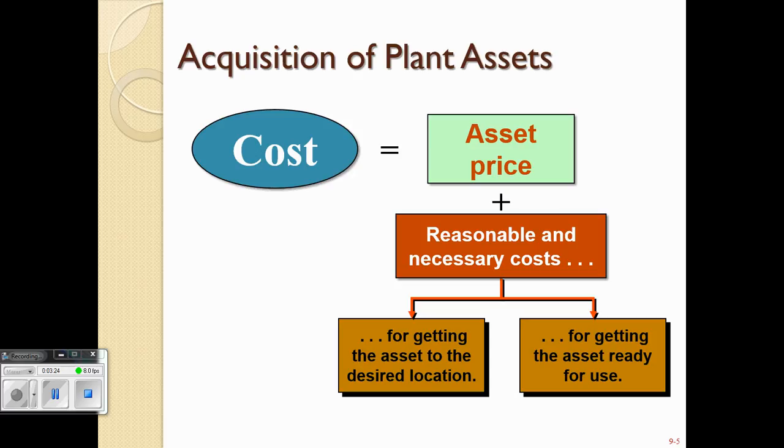So if there's a shipping charge involved, that gets included as part of the cost of the asset. Suppose I need an electrician to come into my building to wire it. That gets included in part of the cost of the asset. Perhaps I need to spend 2 weeks running it to tweak it so that I get it to produce exactly what I want it to produce. That's all part of the cost of the asset. So the cost of the asset is everything necessary to get it into spot, ready to use, ready to go.